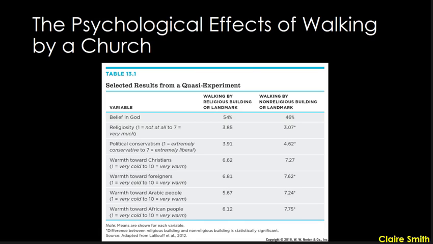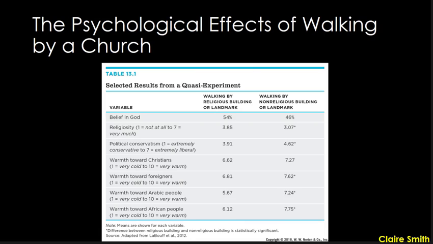They just had each person complete a short questionnaire about their religious views, political views, and attitude towards a variety of different social groups, different demographics of people. So Christians, foreigners, Arabic people, African people, also gay individuals they were asked about as well. I talked about that in the book, but I guess it's not on here.